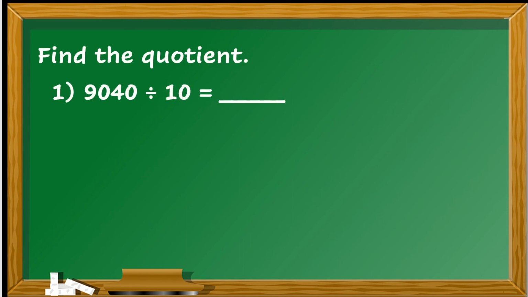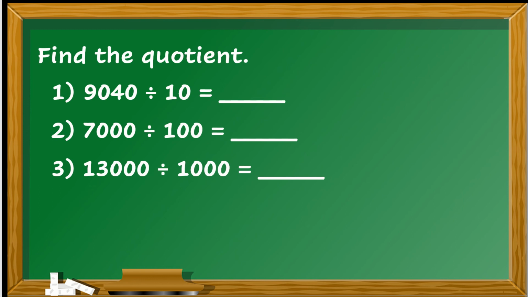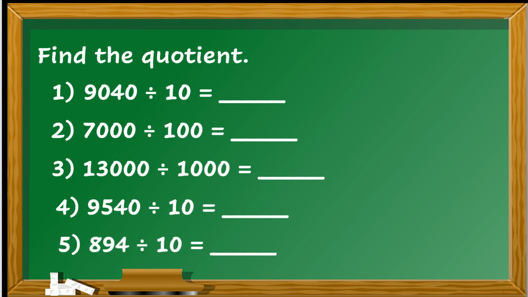Find the quotient. 9,040 divided by 10 equals blank. 7,000 divided by 100 equals blank. 13,000 divided by 1,000 equals blank. 9,540 divided by 10 equals blank. At saka number 5, 894 divided by 10 equals blank. So, you may answer on your paper. Okay, tapos na.